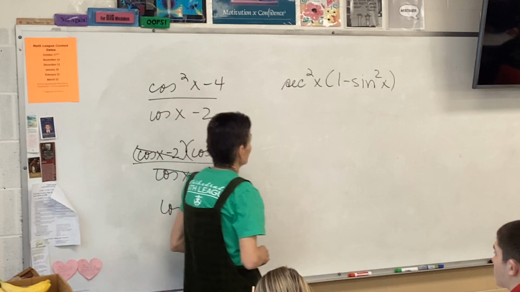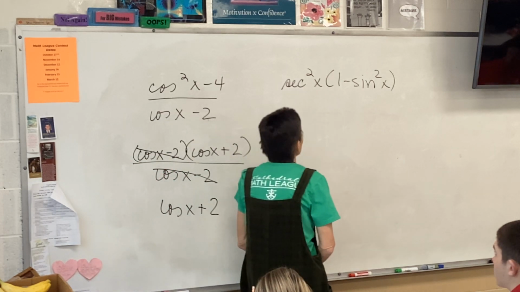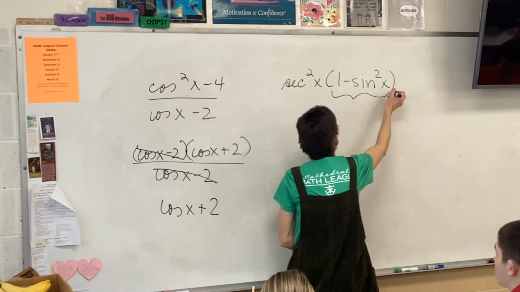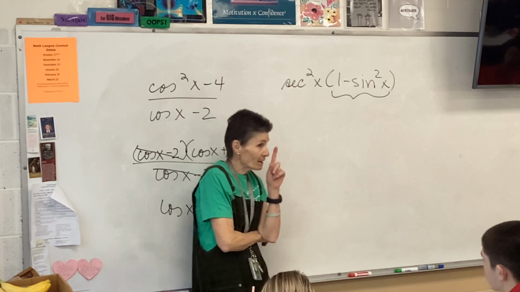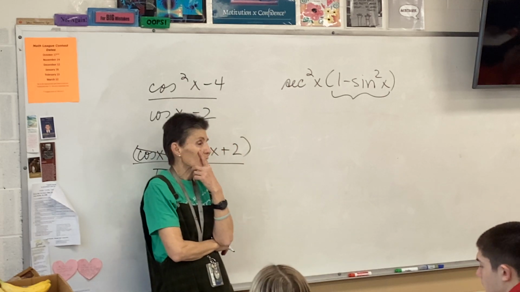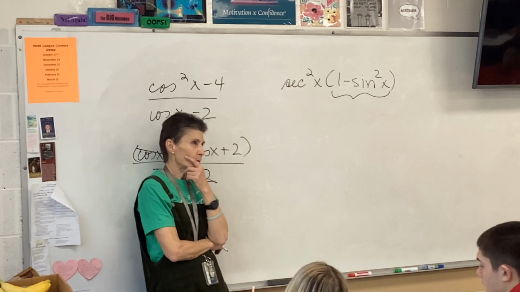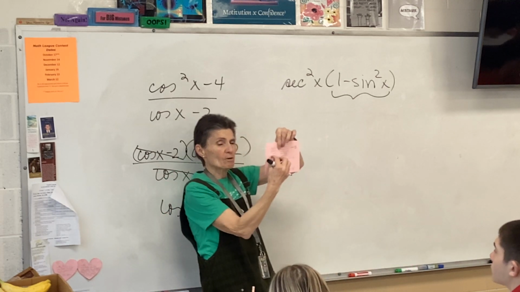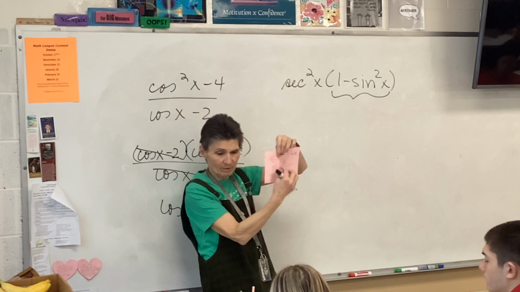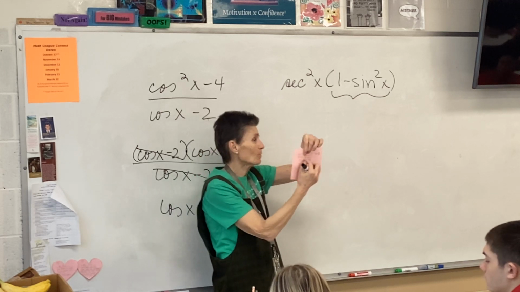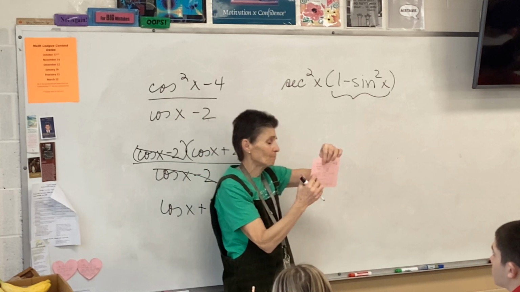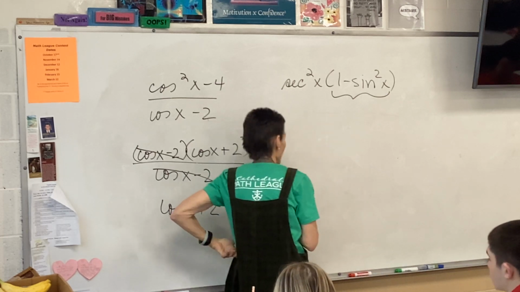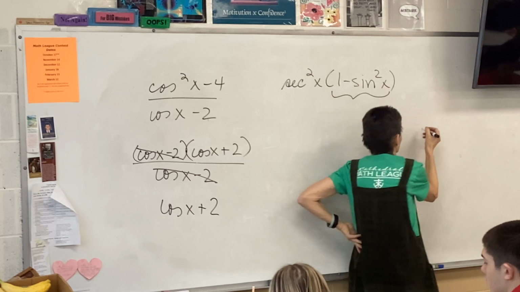Now, what about this one? Now, Tilly, now you can look at your pink sheet. This is actually on the pink sheet. Now, it might look a little different. Remember we talked about these identities over here, and if you haven't already drawn a circle around them, draw one. We're going to use those a lot. The Pythagorean identities.